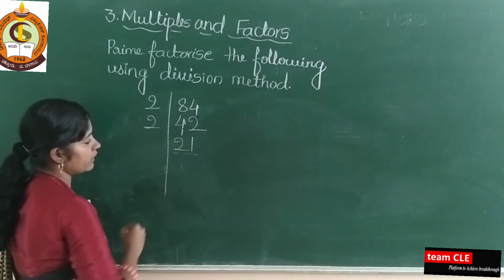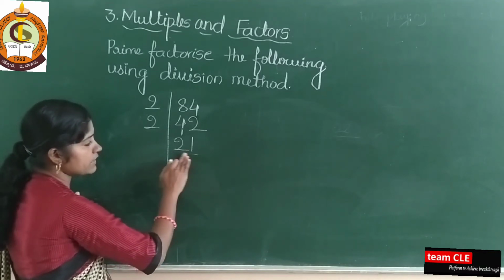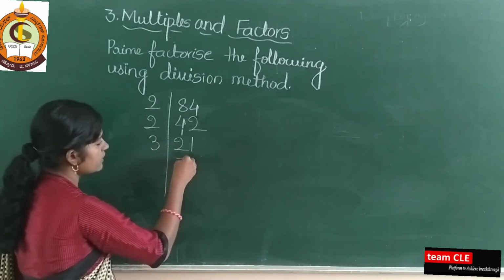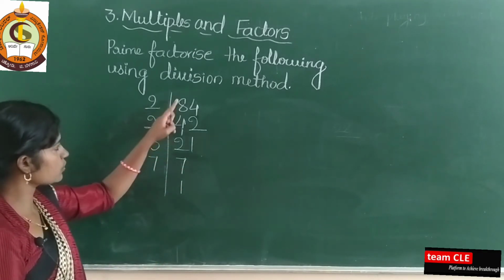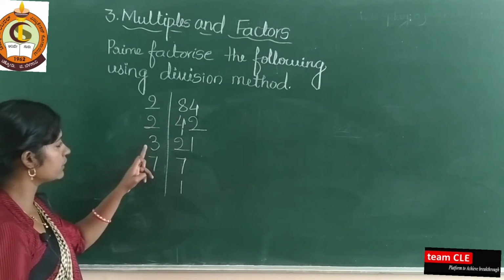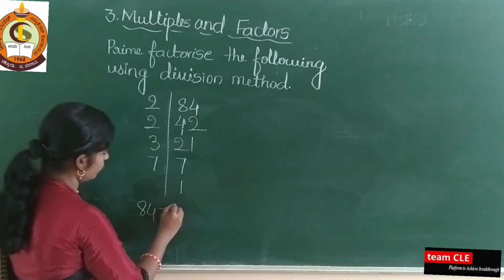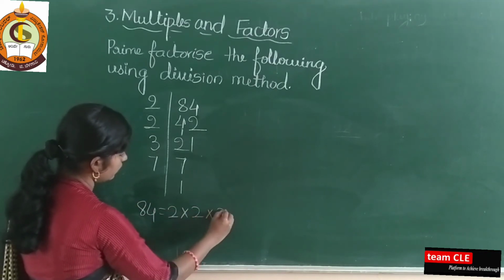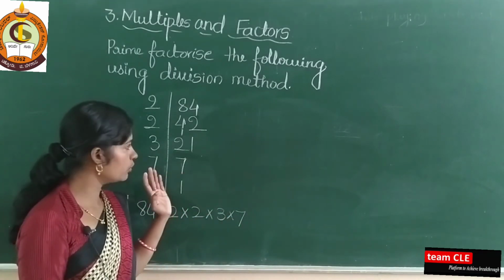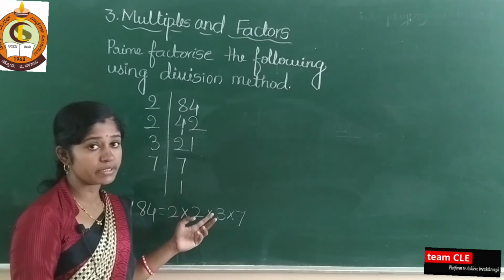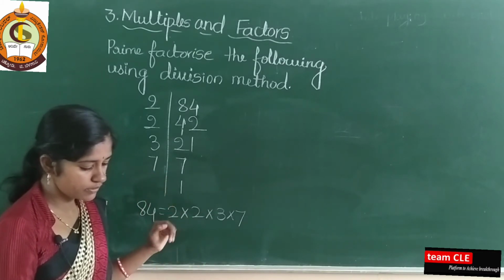So here 21. 21 is not there in the 2 ones table. Next you take 3. Yes, in the 3 ones table 21 is there. How much? 3 7s are 21. Again you take here 7 ones are 7. So 84 is equal to 2 into 2 into 3 into 7. Dear students, you need to practice this more. If you learn this, then only you are going to find the LCM of the numbers by the division method. Okay, please keep practicing this example.